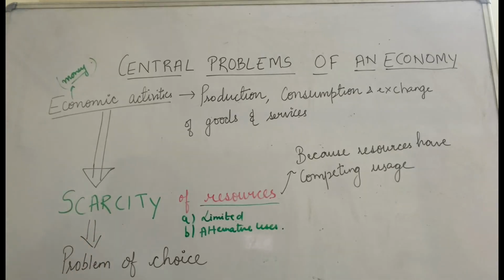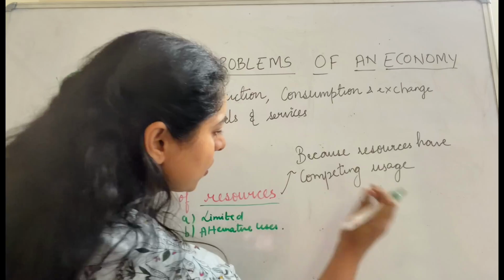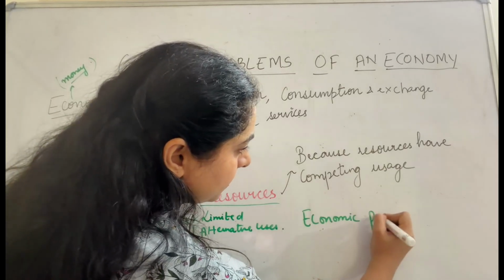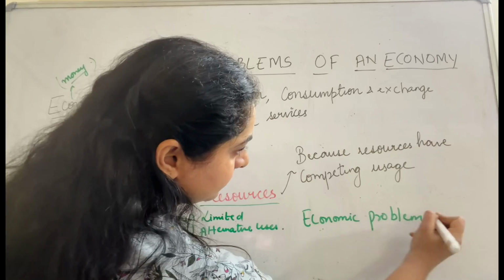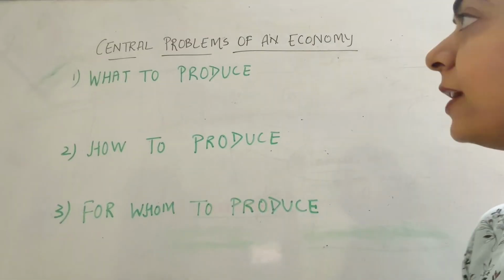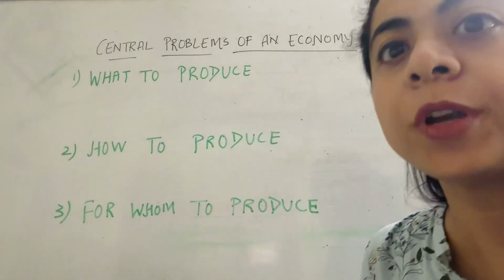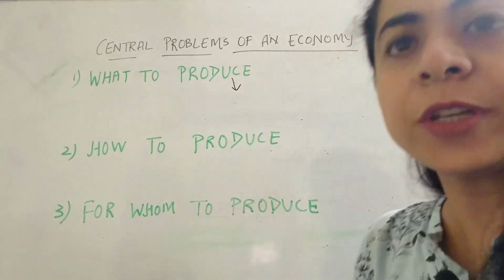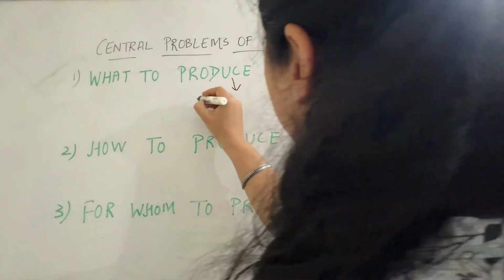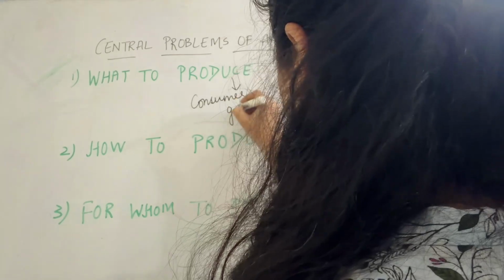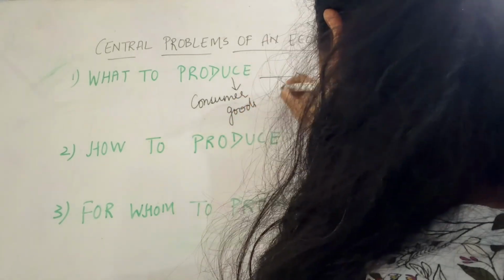And because of this, how to allocate the resources in the best possible manner leads to what we call as economic problem. The central problem for an economy is the problem of what to produce. So basically, an economy has to decide whether to produce more of consumer goods or capital goods.